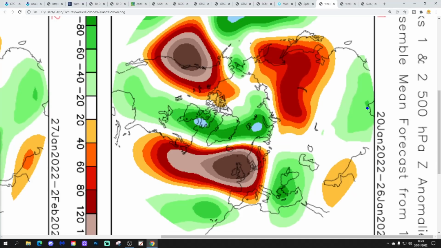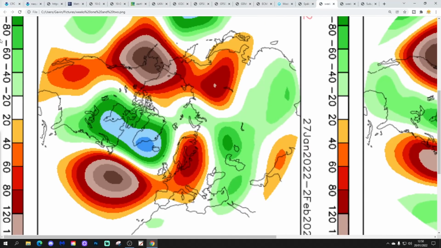CFS finally meets the 500 millibar heights broken down into week periods. The first week period takes us from 20th to 26th of January. The coming week will have high pressure over the top of the country. Into week 2, which will be the 27th of January to 2nd of February, lower pressure way to the northwest, high pressure sinking southwards and beginning to go a little bit more unsettled.